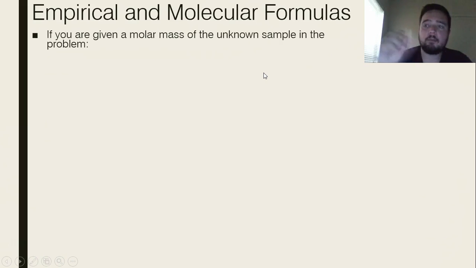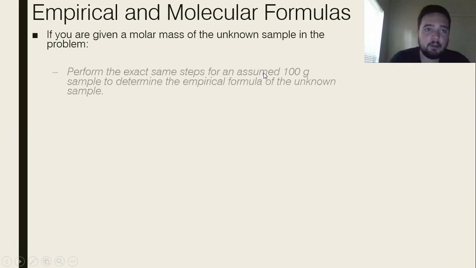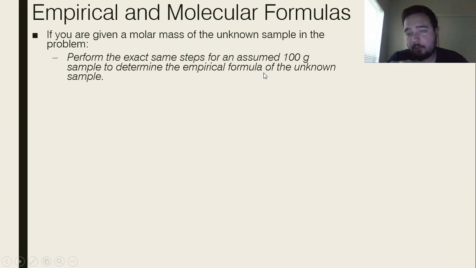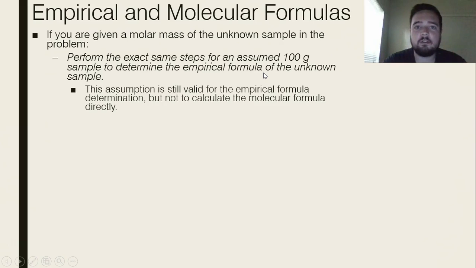All right, so if you're given the molar mass of the unknown sample in the problem, you perform the exact same steps for an assumed 100-gram sample to determine the empirical formula of the unknown sample. If I give you a molar mass of a sample, you can already say, oh, I'm going to calculate the molecular formula of this thing. But to do that, you have to calculate the empirical formula. So I'll give you percentages. You assume 100 grams, you determine the empirical formula, and then we'll use the actual mass of the sample to determine the molecular formula. So this assumption is still valid for the empirical formula, but you can't use this assumption for the molecular formula.